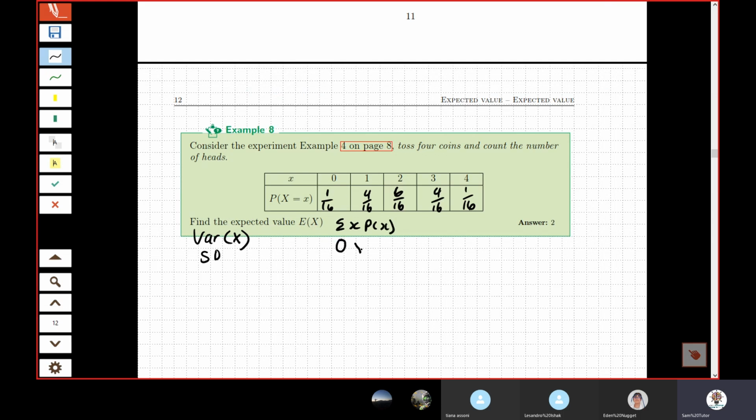So E of x equals 0, which also is mu, right? They're the same letter, you've got to get used to that. 0 times 1 on 16, 0 times the probability of that occurring, plus 1 times the score times the probability, 4 on 16.